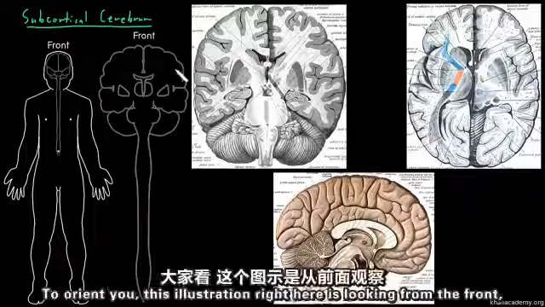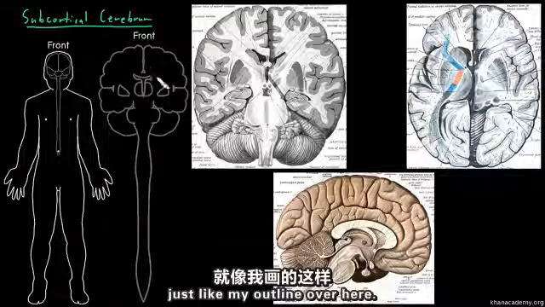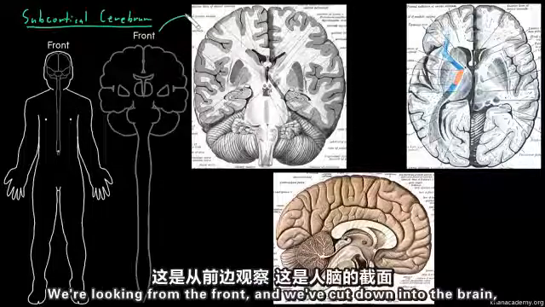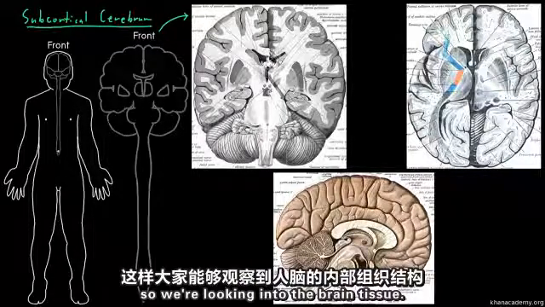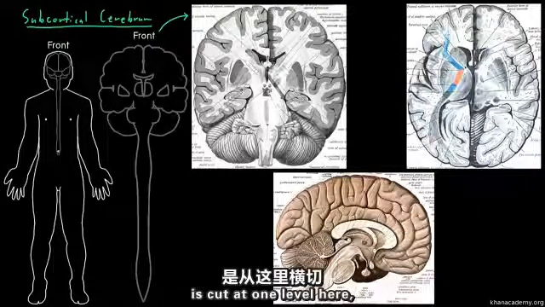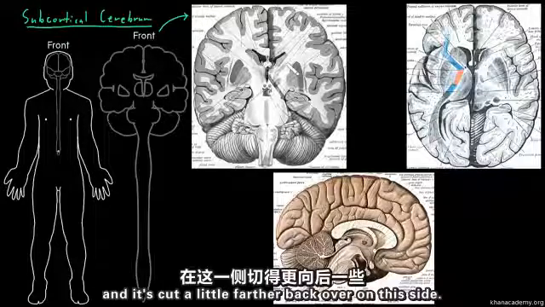So I've got three very nice illustrations here to point out some of the structures that are subcortical structures of the cerebrum. So to orient you, this illustration right here is looking from the front, just like my outline over here. So let me just draw an arrow over here that we're looking from the front and we've cut down into the brain. So we're looking into the brain tissue. And in this illustration, there's this view from the front is cut at one level here, and it's cut a little farther back over on this side.